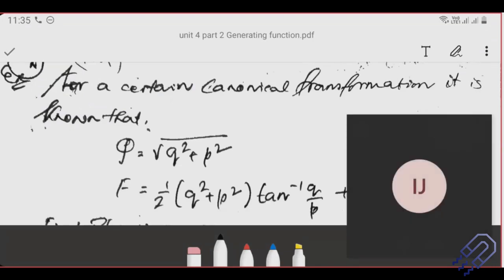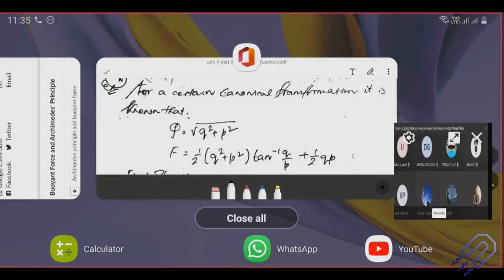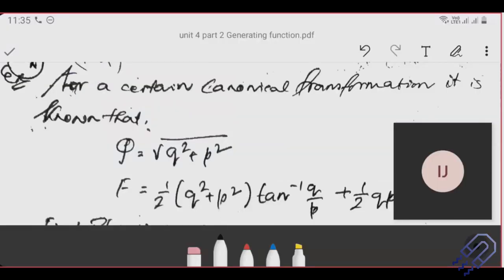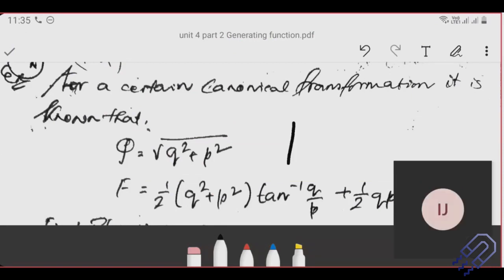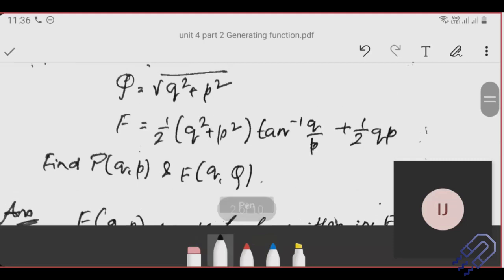For a certain canonical transformation, we basically have to find out what the generating function is. Sorry, the generating function is given. You basically have to do some transformation so that you can write down that equation. So what we are going to do is we have taken this form. These two parts are given, the generating function is given.